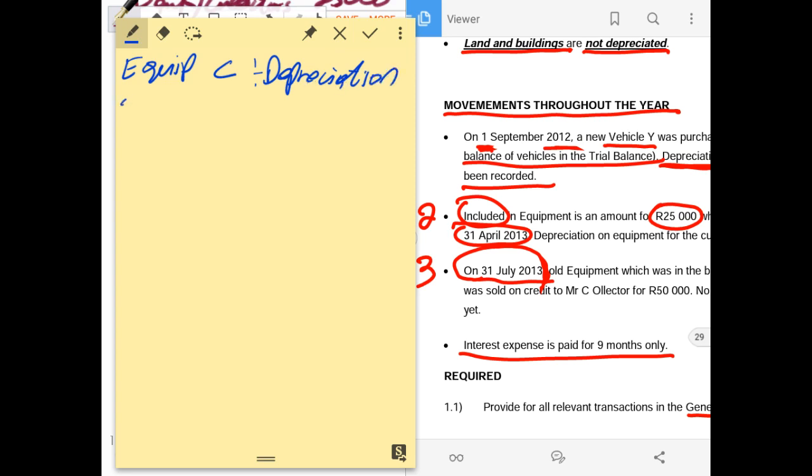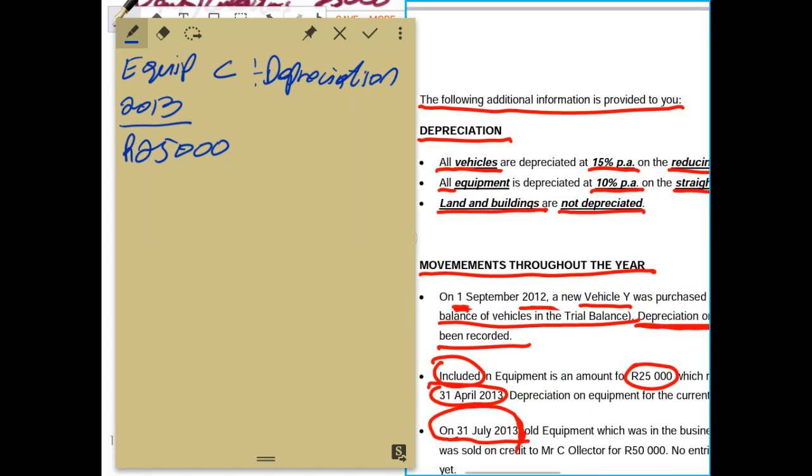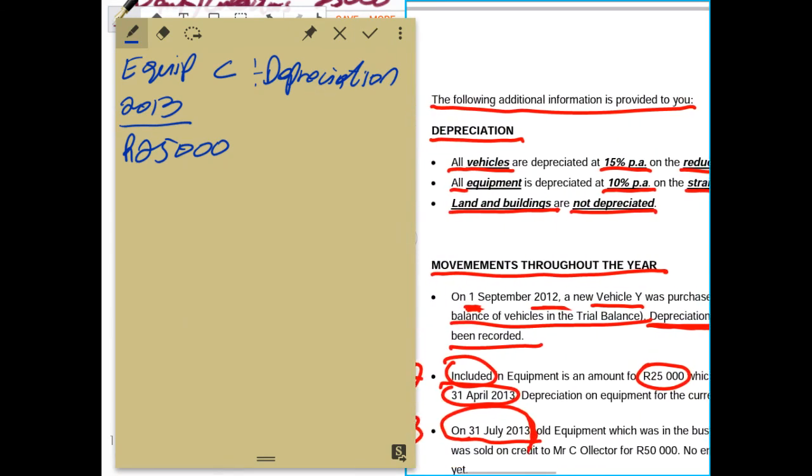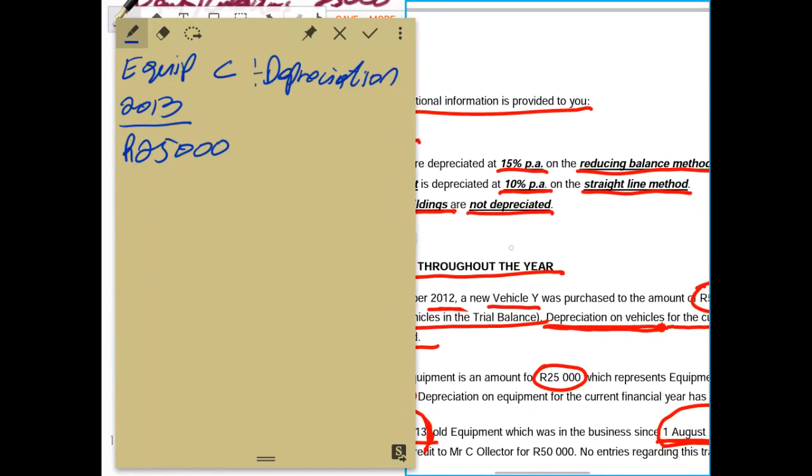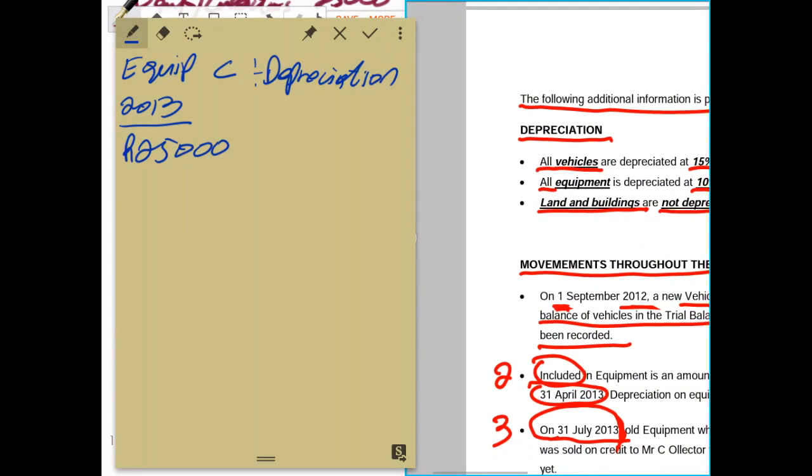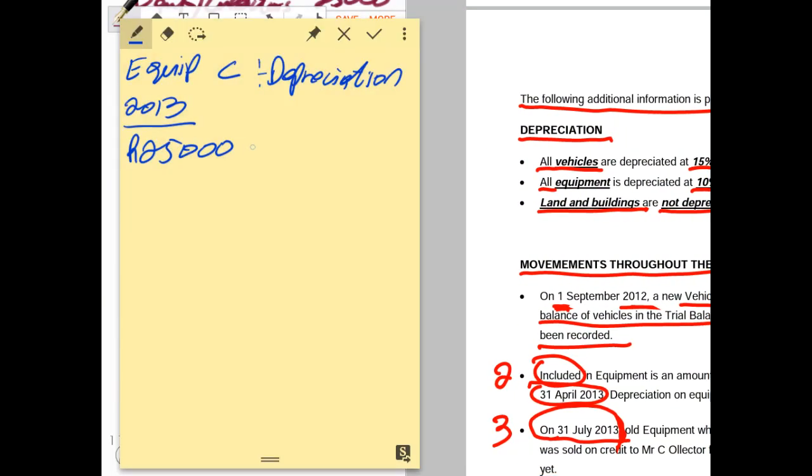And equipment C's depreciation is for the year 2013. The cost of equipment C is 25,000 rands. Remember, we are not given any residual values for these equipments. We only know that their depreciation is 10% on the straight line method. Therefore, we can immediately multiply that by 10%. It means the depreciation for the full year will be 2,500 rands.